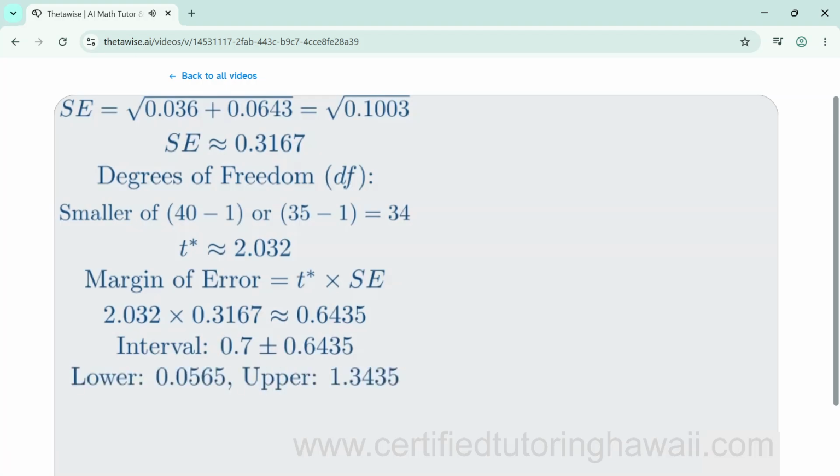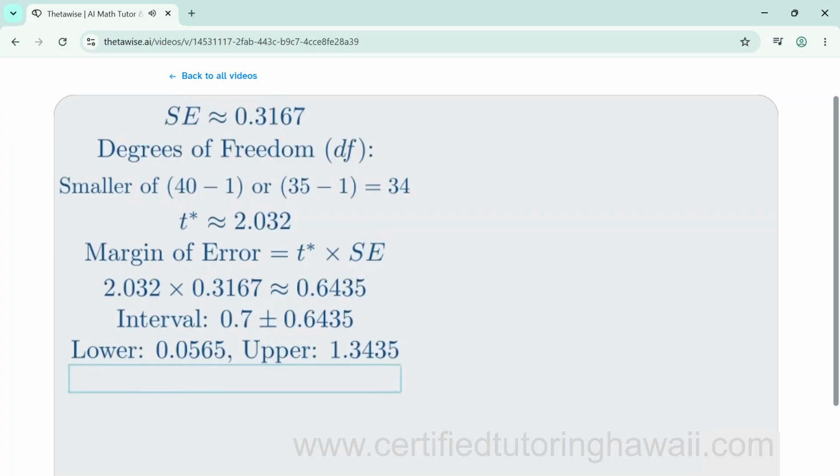0.0565 to 1.3435. To interpret this, we are 95% confident that the true difference in mean battery life between brand A and brand B is between 0.057 and 1.344 hours. Since the entire interval is positive, this suggests brand A really does have a higher average battery life.